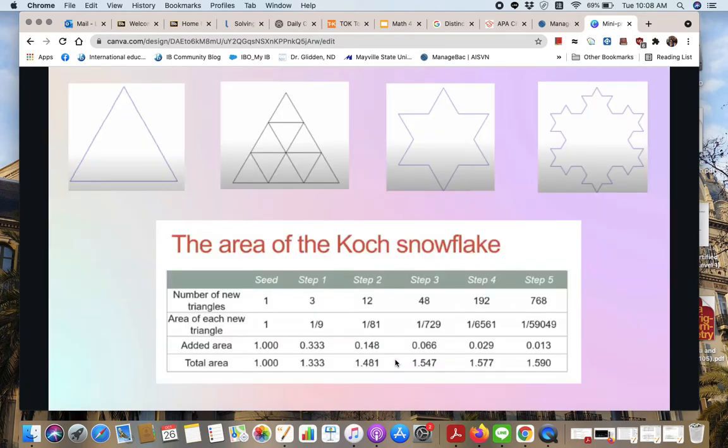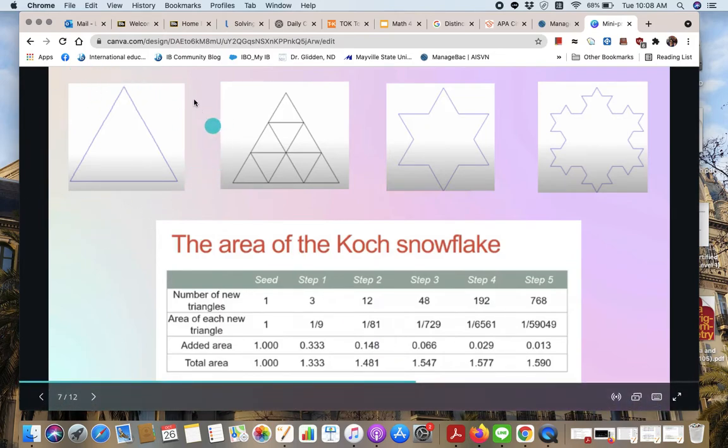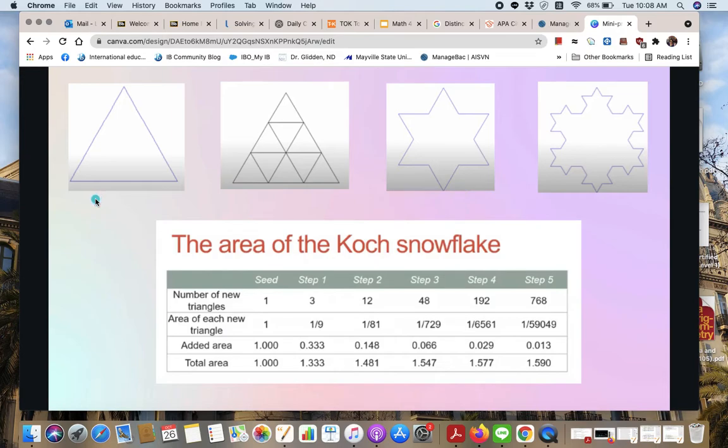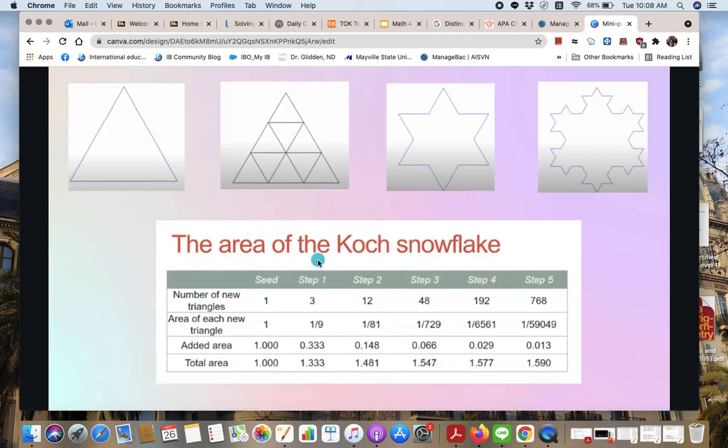How about the area of Koch snowflake? So as we can see here, we have our original seed triangle. First, we're going to divide the triangle into 9 smaller pieces. And as you can see from the table, when we move from the seed to step number 1, as you can see from the visual representation here.